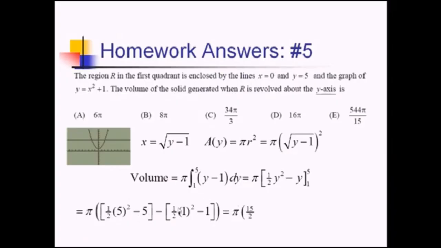For this next one, we've got 1/2 minus 1, which is just negative 1/2. But wait, we have a minus outside, so that's actually plus 1/2 when all the dust settles. 15 halves plus 1/2 is 16 halves, or just simply 8. Pi times 8 is 8 pi. So that's going to be choice B.